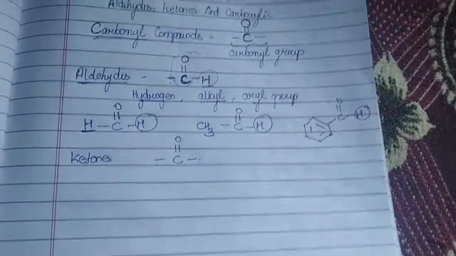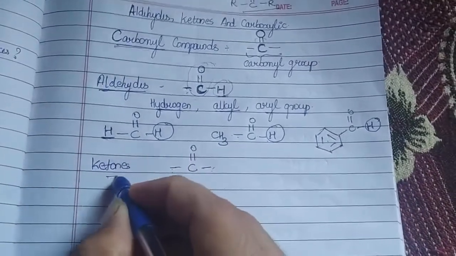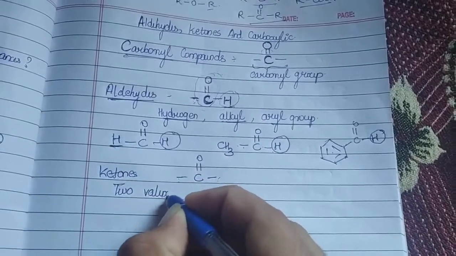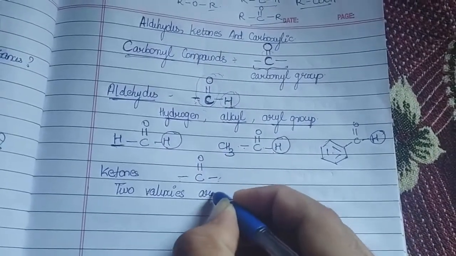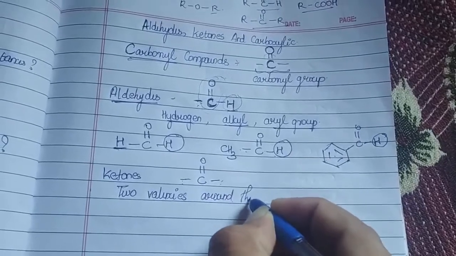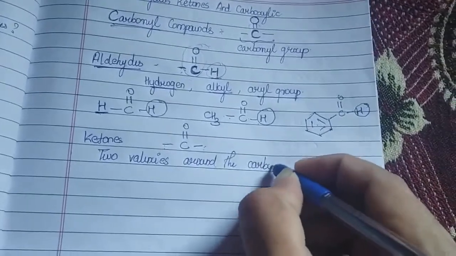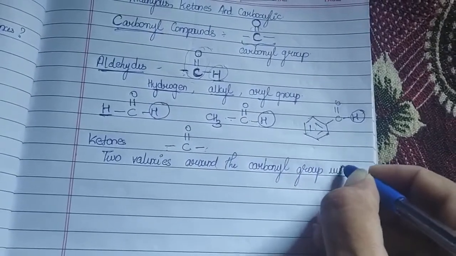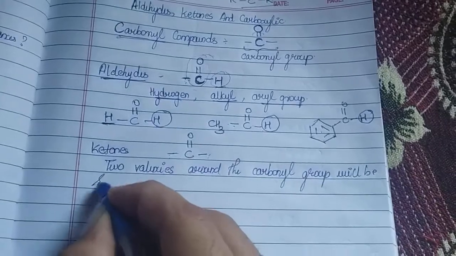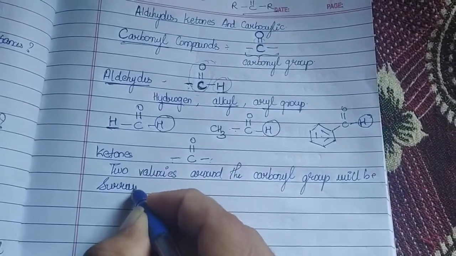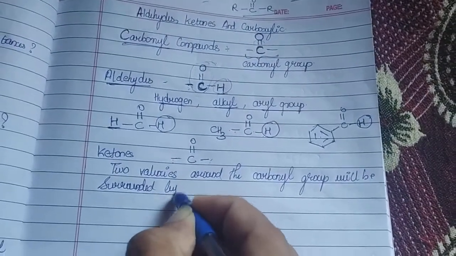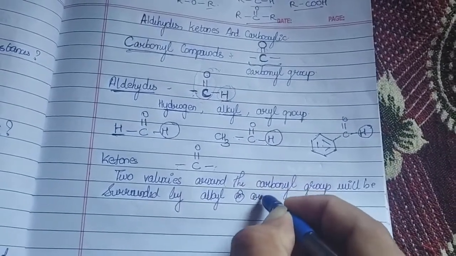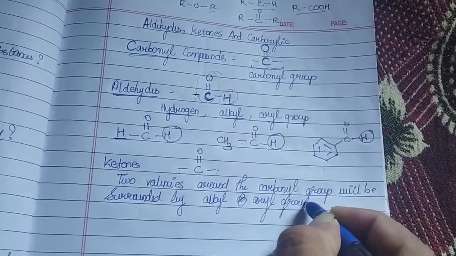Very much important. The 2 valencies around the carbonyl group will be satisfied by, yes, which one? Alkyl or aryl group. So how can I write it now?